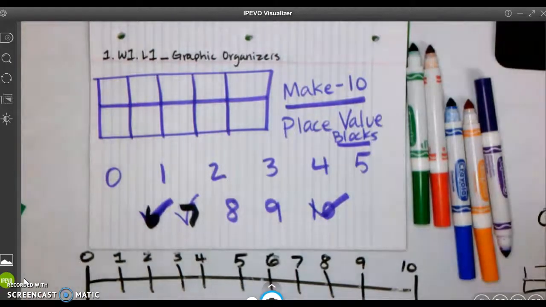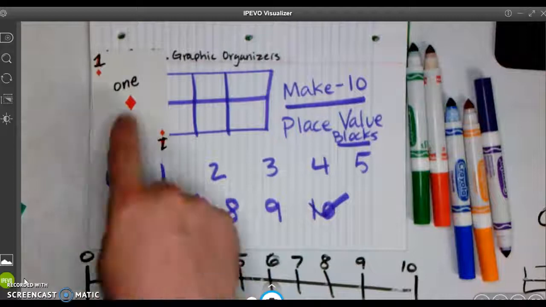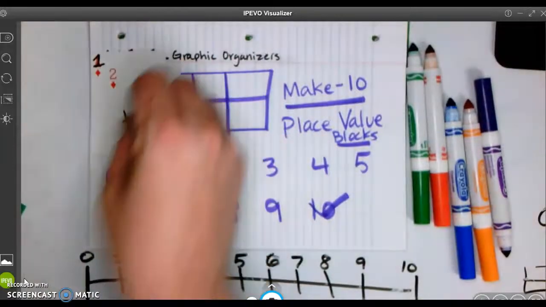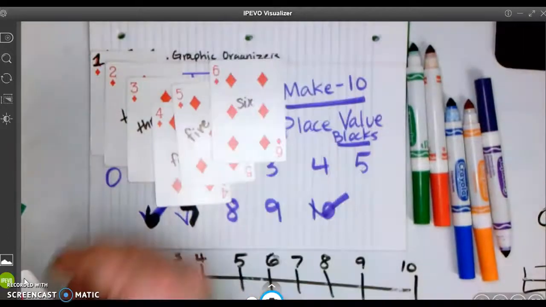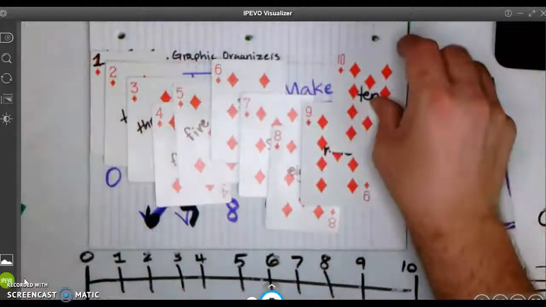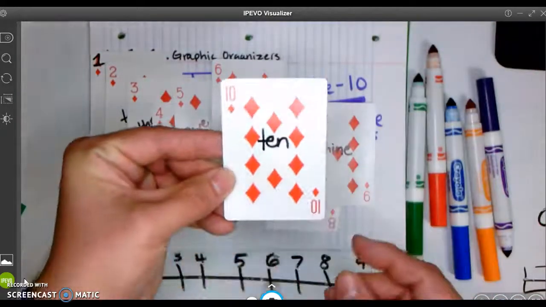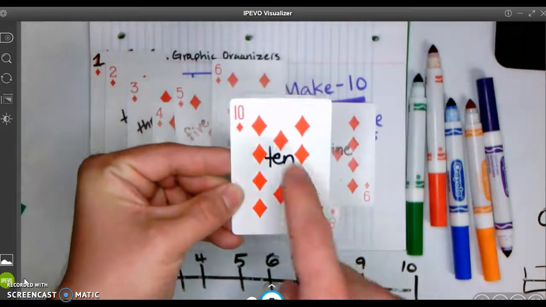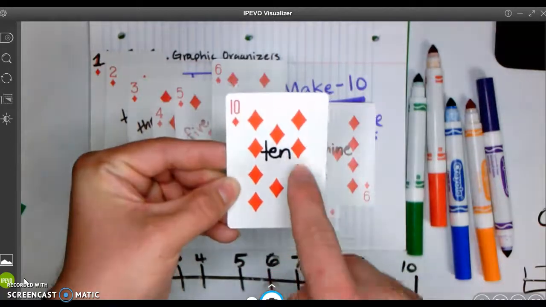Parents, if you're watching, it's great if you have a deck of cards. The deck of cards already represents the values of each of those numbers. So I can go ahead and put my numbers out from the cards. 1, 2, 3, 4, 5, 6, 7, 8, 9, 10. It's great because the values of the cards are already represented. Here's 10, class. Let's go ahead and count to make sure. 1, 2, 3, 4, 5, 6, 7, 8, 9, 10.